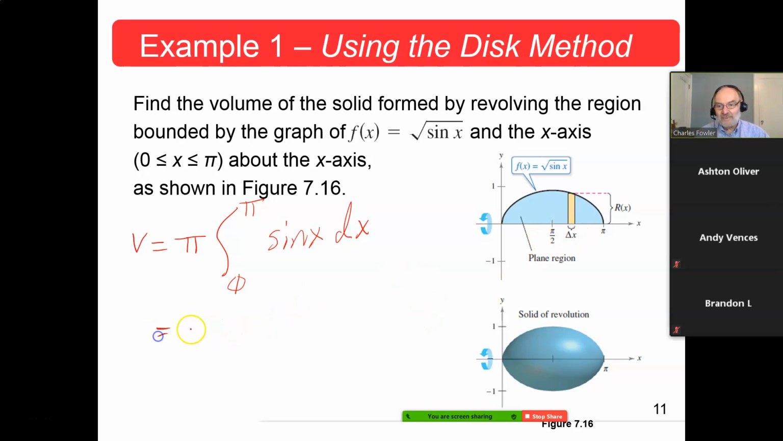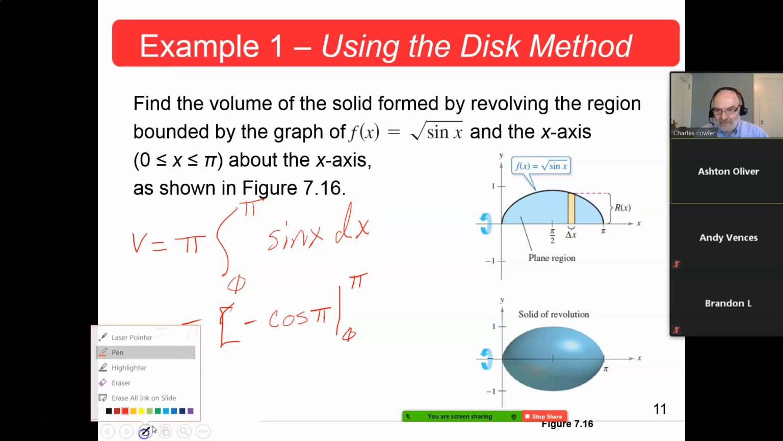So this is going to be pi times, let's go on and do the antiderivative. What's the antiderivative of sine? Anybody? It is negative cosine, because the derivative of cosine is negative sine, so the antiderivative of sine is negative cosine. And this is going from 0 to pi. And why in the world I put a pi there, I don't know.